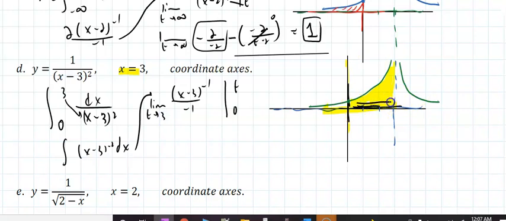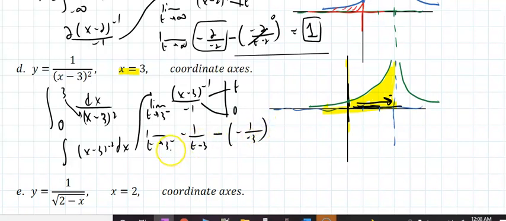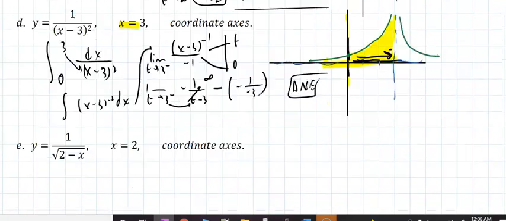Do you see that we can only approach 3 from the left? So that's the limit as t approaches 3 from the left of what? -1 over t minus 3 minus, put a 0 in, -1 over -3. Well, as t approaches 3 from the left, if I put that in, I'll notice that's going to be infinite. That's going to be 1 over 0. So this is approaching infinity, and here we would say this does not exist. This area turns out to be infinite.